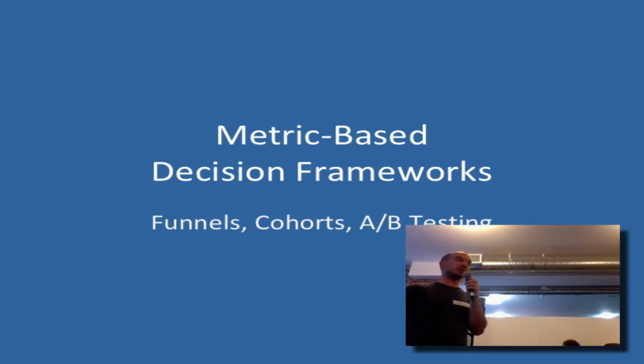So let's assume that you've got your top three metrics and you're ready to go. How does that help us actually make better decisions? That's the question. There are three tools that we can use that help us make decisions with metrics: funnels, cohorts, and then a special kind of cohort called A/B testing, which some of you have probably heard of before.